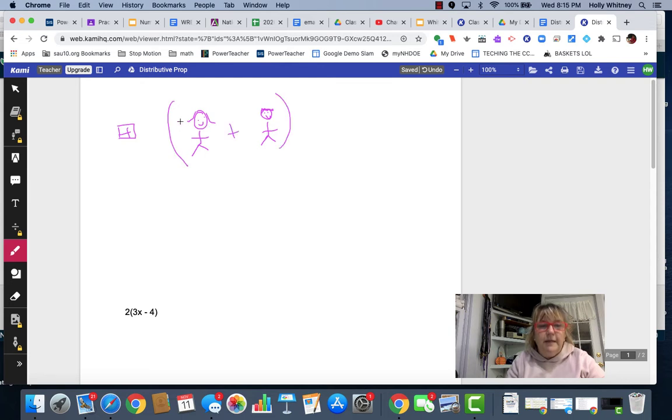So here's Billy and Sally, and we have this present, and we need to give the present to both Billy and Sally. So a lot of times when you're doing the distributive property, you forget and you only give the present to Sally. Problem is, now Billy doesn't have a present, and since they're twins, they have the same birthday, and he's mad.